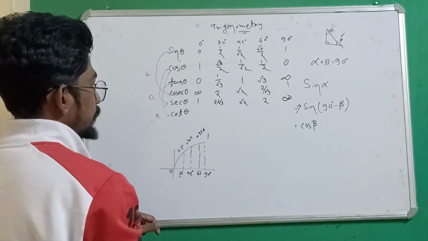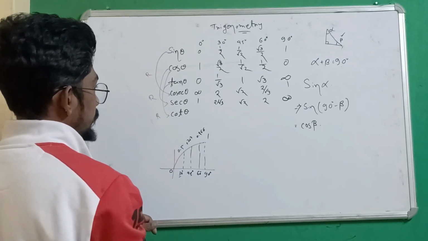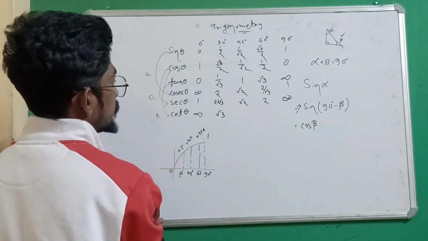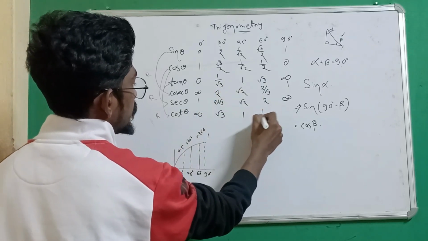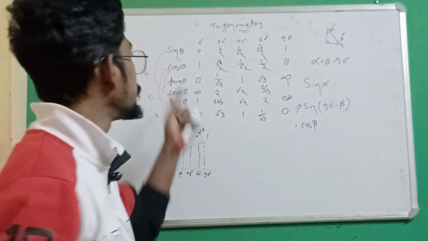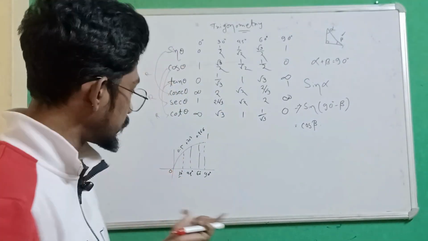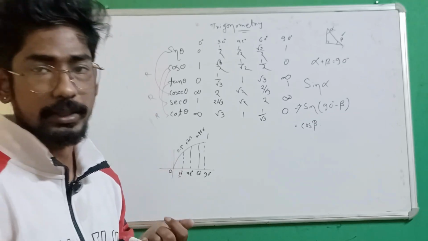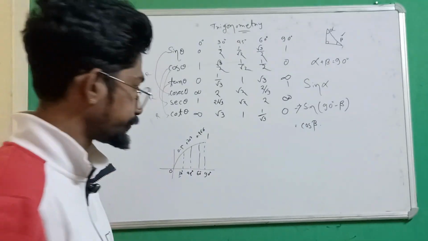Cot is the reciprocal function of tan. So it will become 1 by 0, which means infinity, then 1 by root 3 means root 3, 1 by 1, 1 by root 3, 0. Okay, this is the way. First, you just remember the sine curve. From this, you can make the whole table. If you ever forget the table, you can make the table.